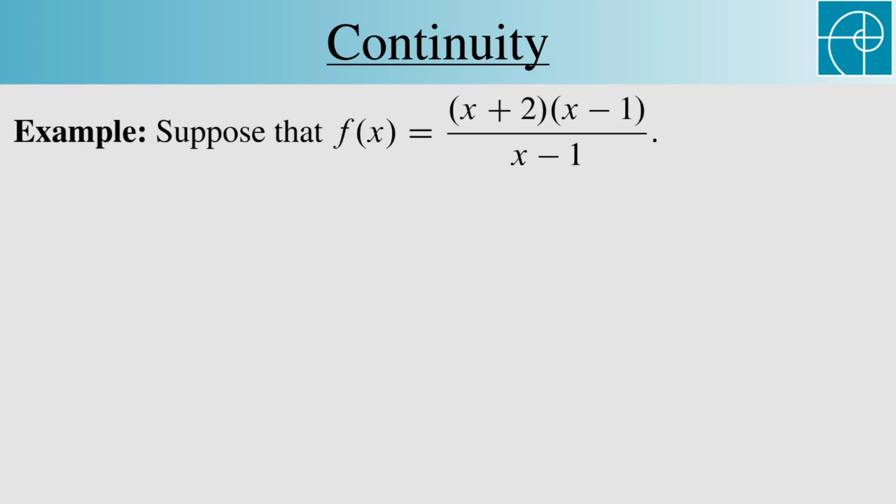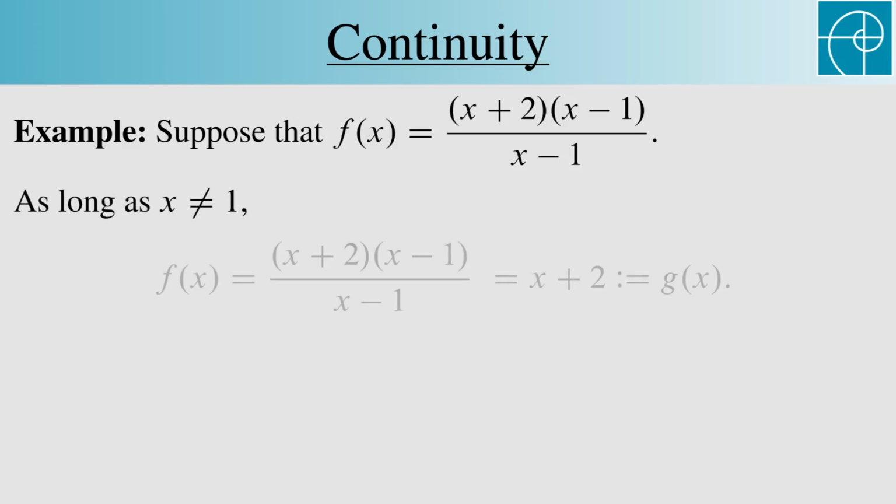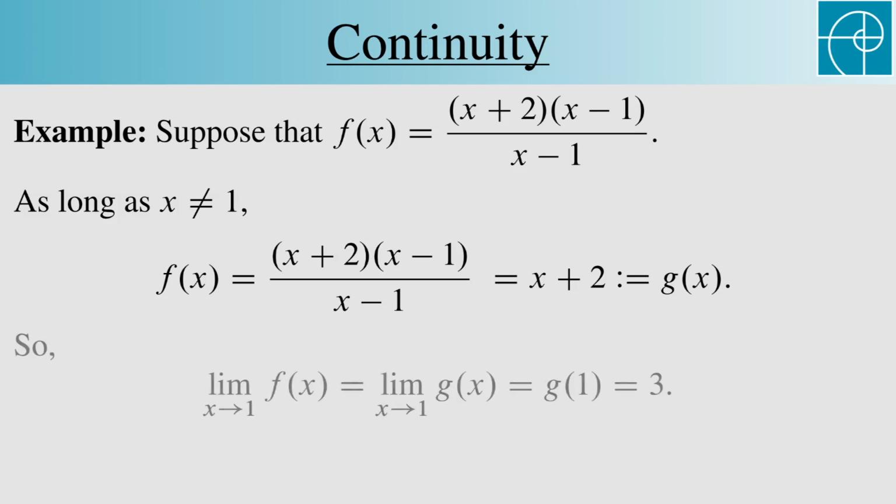Suppose that f of x is (x plus 2) times (x minus 1) all over (x minus 1). We want to find a continuous function that's defined at x equals 1 and is equal to f everywhere else. In this case, we can find that by doing what you might have been tempted to do right away, namely cancel the x minus 1 terms. This leaves us with x plus 2, which we'll call g of x. The colon followed by an equal sign just means that we're defining g to be equal to x plus 2. And this is exactly what we need. The limit of f at 1 is therefore equal to the limit of g at 1, which by the continuity of g is equal to g of 1, which is 3.